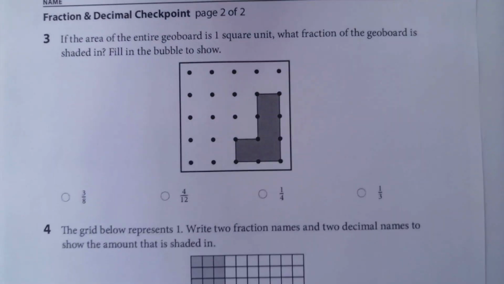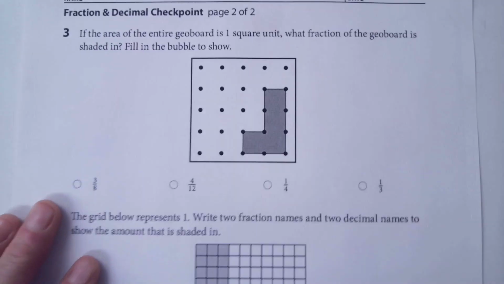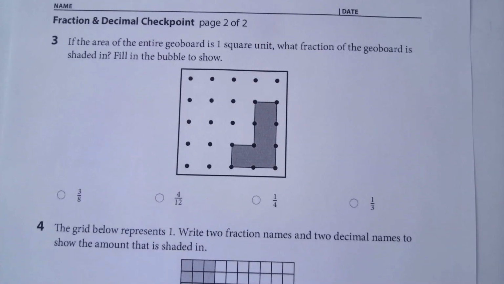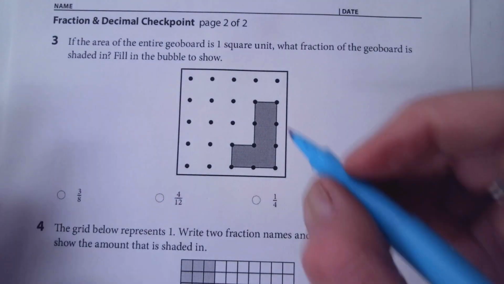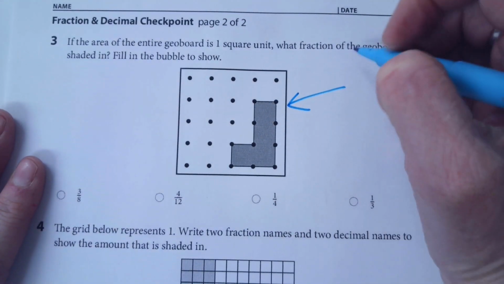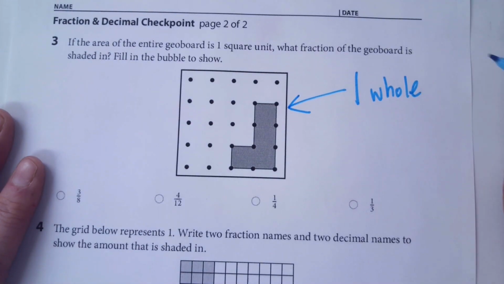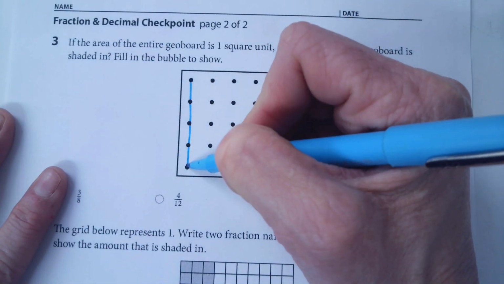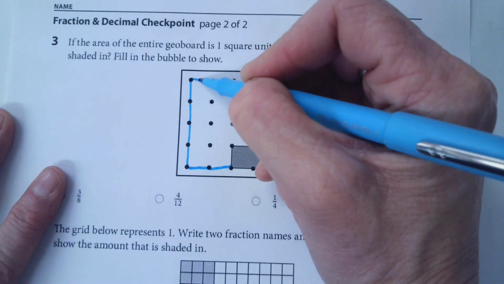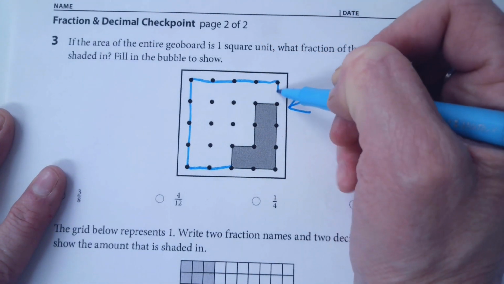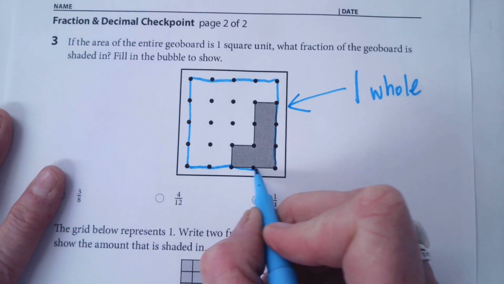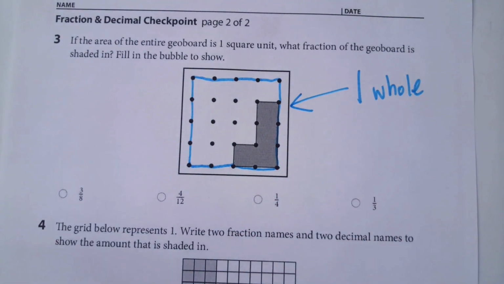On the back, we have a geoboard. And it says if the entire area of the geoboard is 1 square unit, this is 1 whole, what fraction of the geoboard is shaded in? And I like to, I don't know, my brain just likes to be able to see my 1 whole is like the outside of these dots. So, any thoughts on this one?